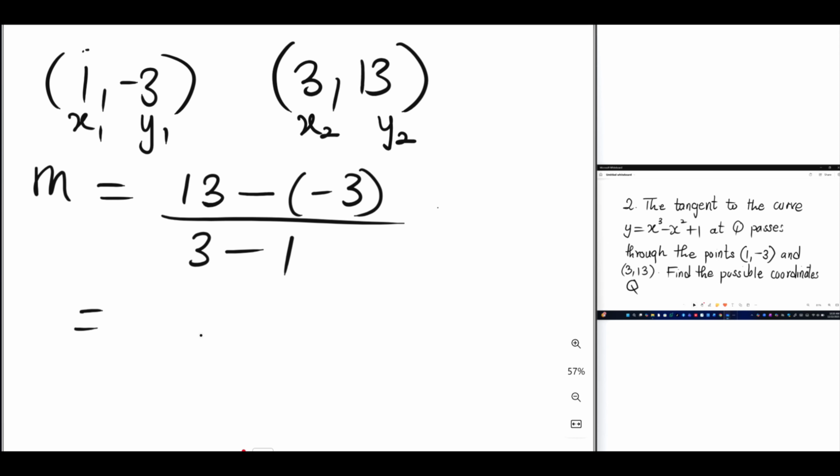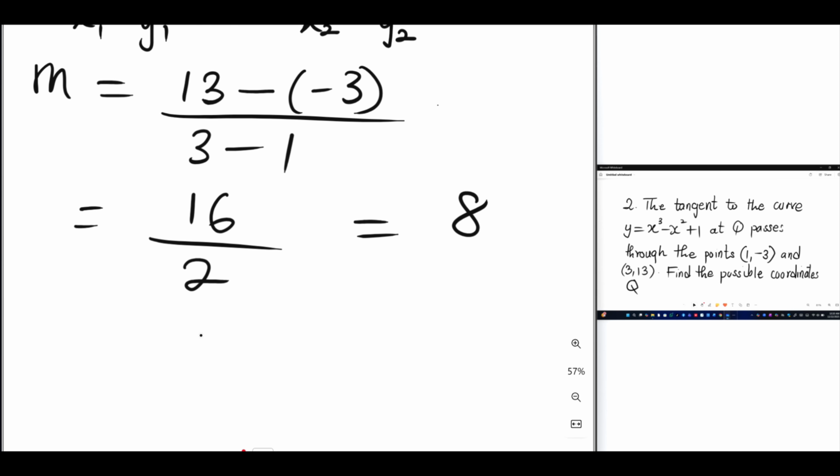So we have our gradient to be 13 minus negative 3, and that will give us 16, divided by 3 minus 1, which gives us 2. And in all, we are going to get 16 divided by 2, and that gives us a gradient of 8.